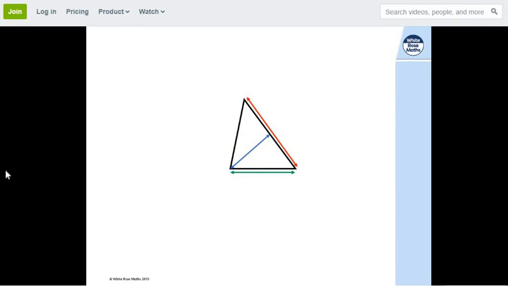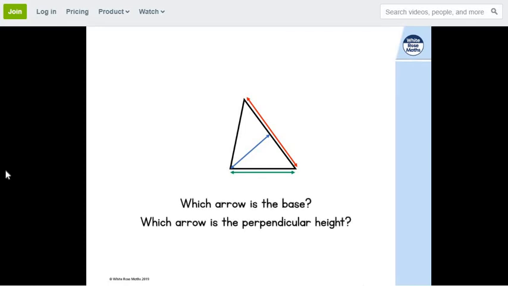So I've got a triangle here, and I've got 3 different measurements, and they're all labelled with different colour arrows. So which arrow is the base? Which arrow is the perpendicular height? Think for yourself first. Which of those arrows is the base? Which is the perpendicular height?